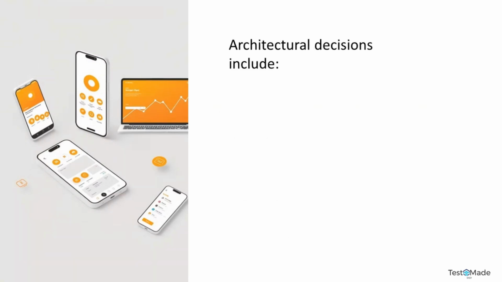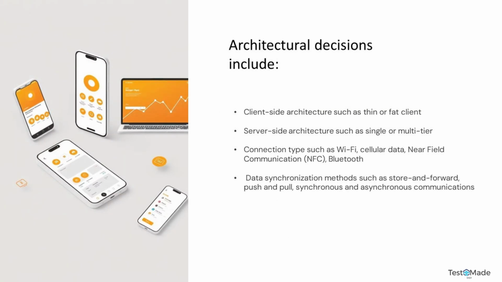Architectural decisions include client-side architecture such as thin or fat client, server-side architecture such as single or multi-tier, connection types such as Wi-Fi, cellular data, near-field communication (NFC), Bluetooth, data synchronization methods such as store and forward, push and pull, synchronous, and asynchronous communications.